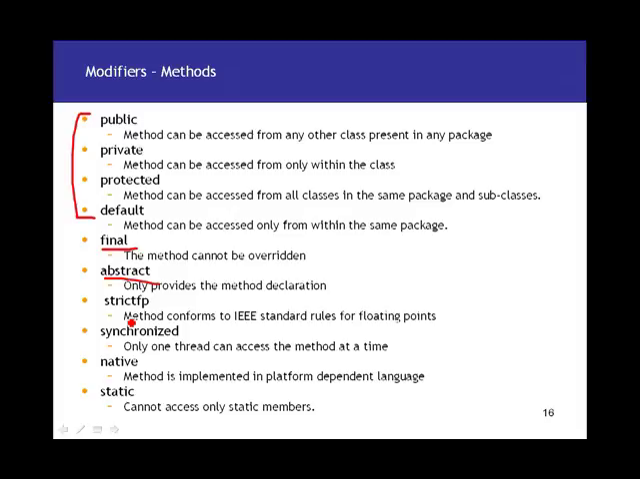Synchronized is one important thing when you talk about threads. Only one thread can access the method at a time if you apply the synchronized modifier to that particular method. So basically multiple threads can access the same method at the same time. Say for example thread A is accessing set salary, and thread A is setting some value to the salary attribute and thread B at the same time is setting some value to the salary attribute.